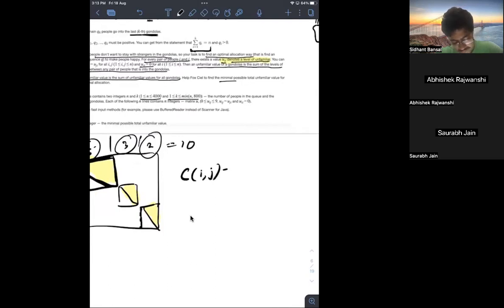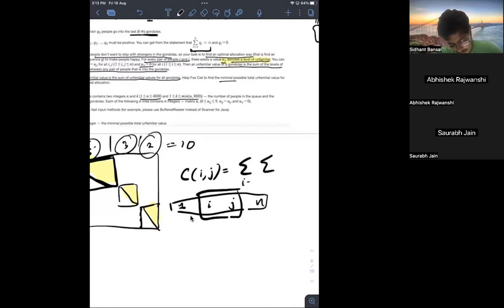C(i, j) intuitively denotes the unfamiliarity in the group from i to j. So if all these are your people, then when all the people from i to j are in the same group, what's the total unfamiliarity? A goes from i to j, B goes from A plus 1 to j, and you're summing U(A, B).